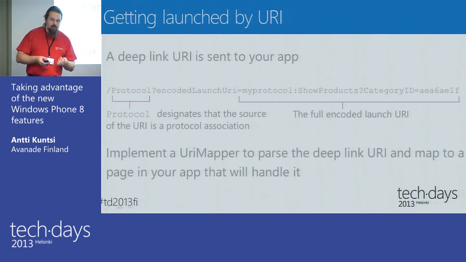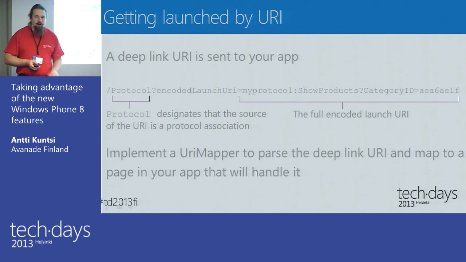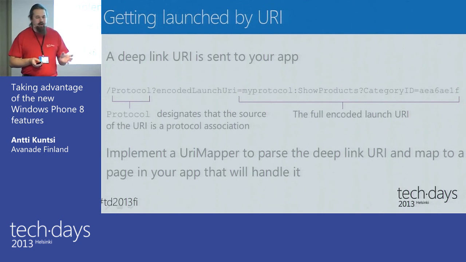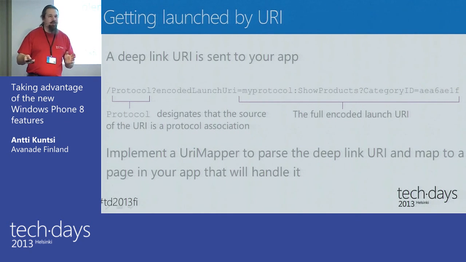So when you get launched, you are given a URI to your application. You have to handle it in a URI Mapper. We'll look at how to make a URI Mapper later. And this gives you the bits you see. So you have the protocol in the beginning, then you have a launch URI, which is the exact URI that was given by the application that launched you. So you have your protocol schema name, and then you have whatever was after that.